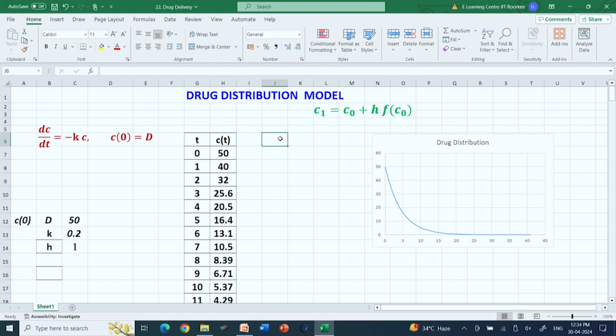Already I have done it, but to show you again, this is t and this is C(t). Let me increase the font size to 20, make it a bit bold and in the middle.